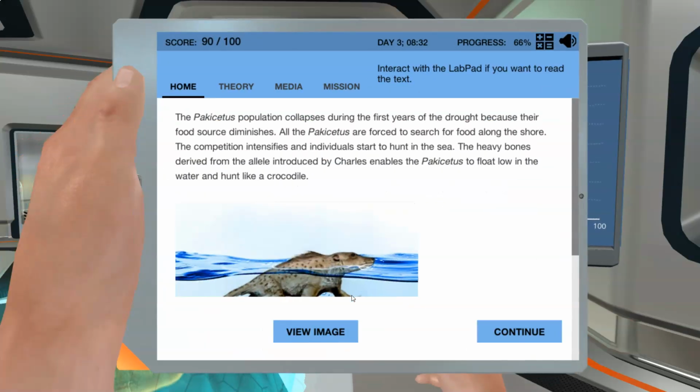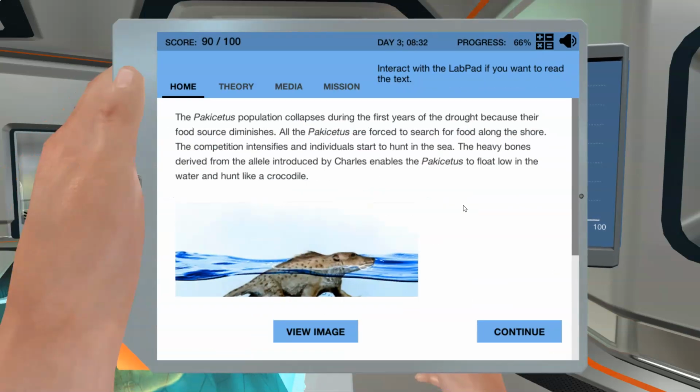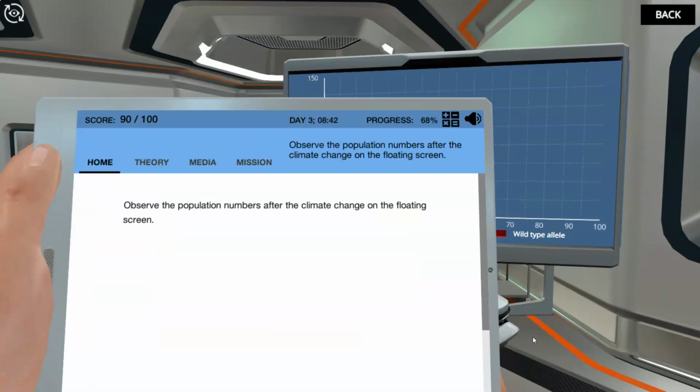The Peckycetus population collapses during the first years of the drought because their food source diminishes. All the Peckycetus are forced to search for food along the shore. The competition intensifies and individuals start to hunt in the sea. The heavy bones derived from the allele introduced by Charles enable the Peckycetus to float low in the water and hunt like a crocodile.